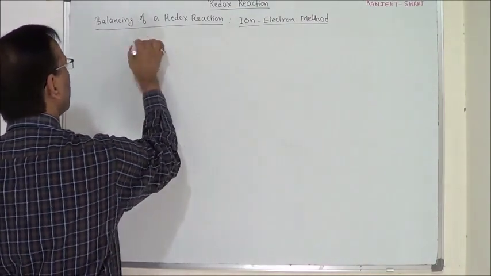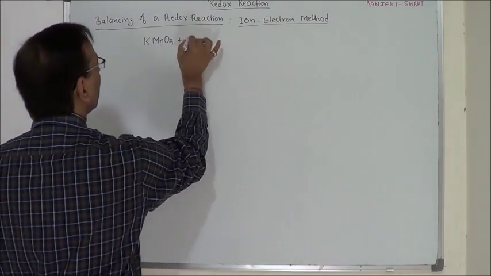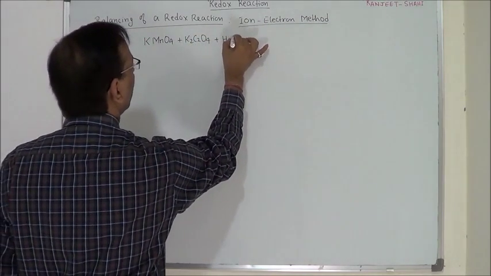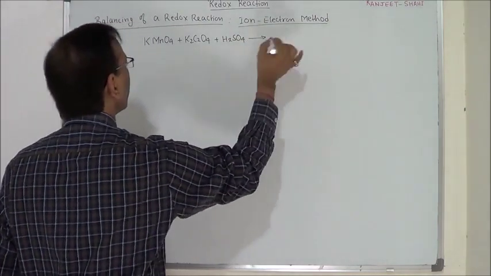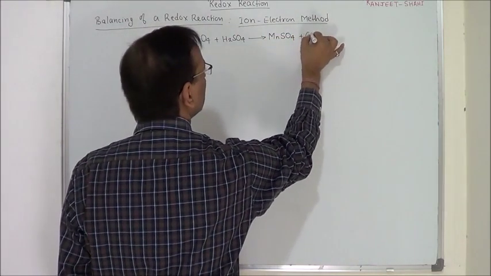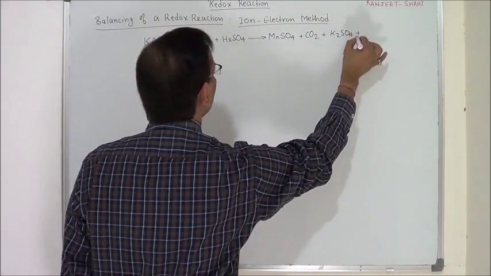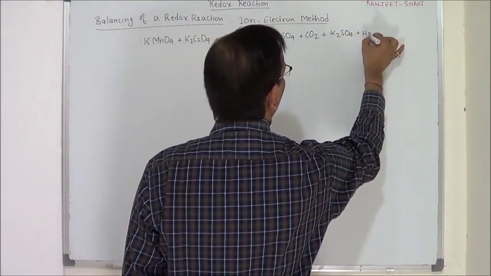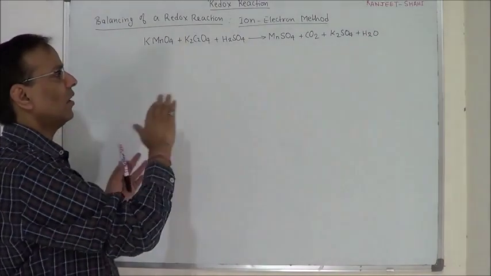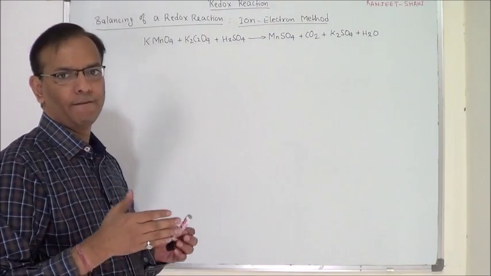So let us take a redox reaction, say KMnO4, K2C2O4, H2SO4 giving MnSO4 plus CO2 plus K2SO4 plus H2O. Now we want to balance this redox reaction using the ion-electron method.